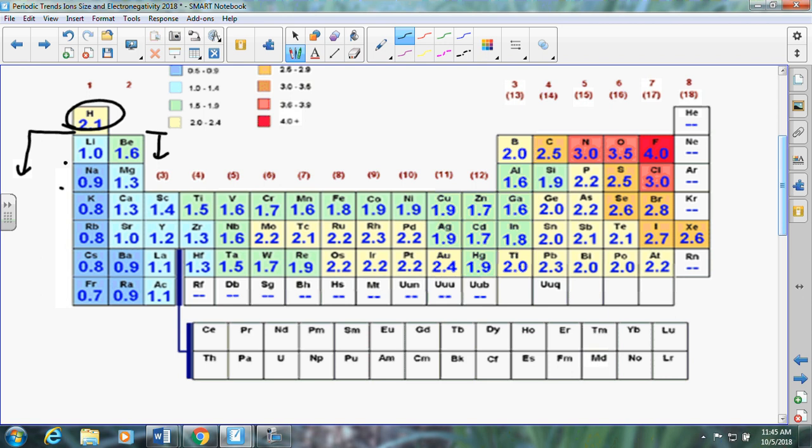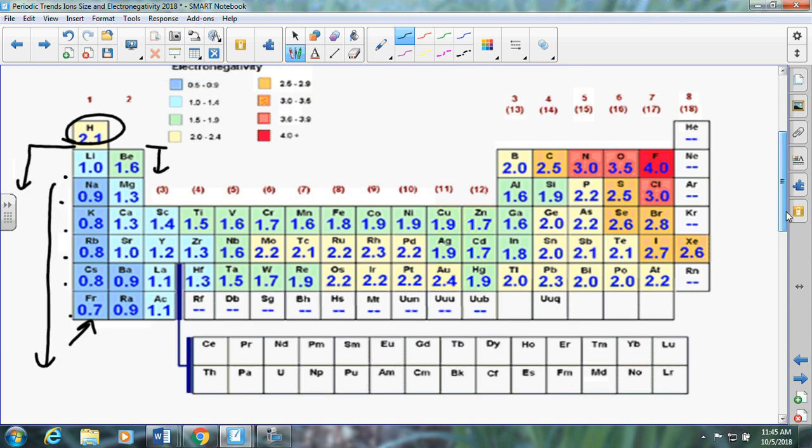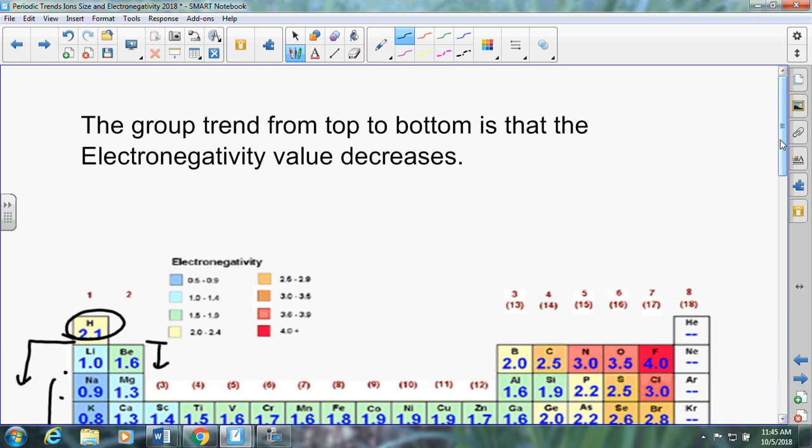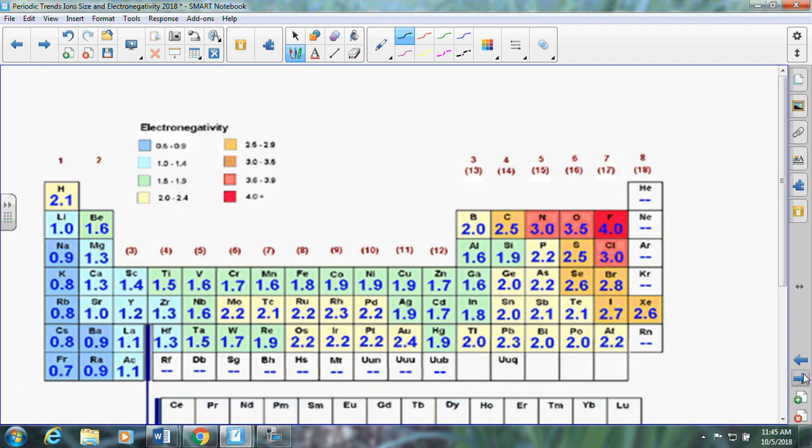Are there going to be times when it doesn't change too much at the very end? Sure, but in general, the numbers go down. That means that as you go down through the group, the electronegativity value, or the ability to gain an electron, is decreasing. So our group trend from top to bottom is that the electronegativity value decreases. We might want to wonder why.